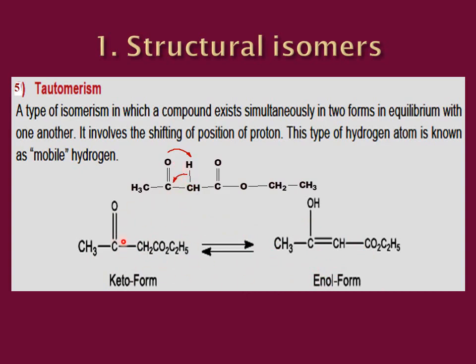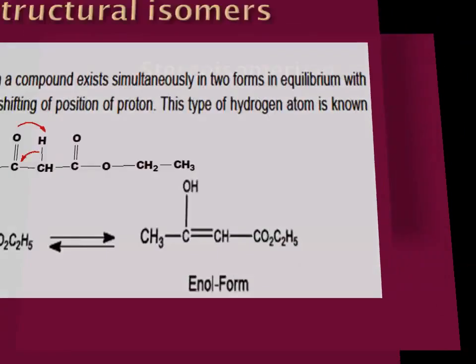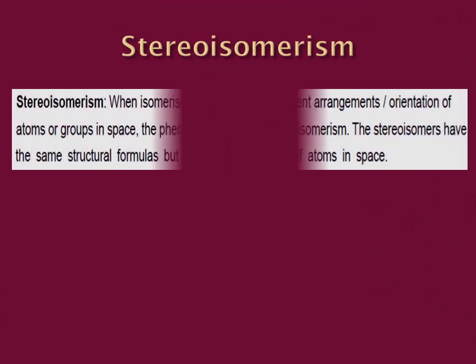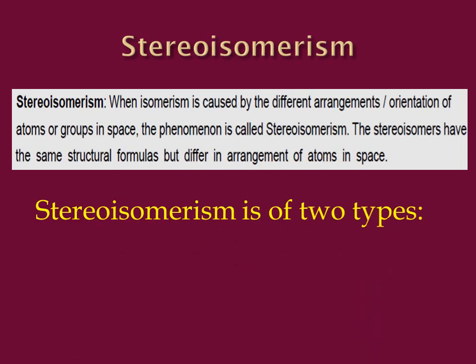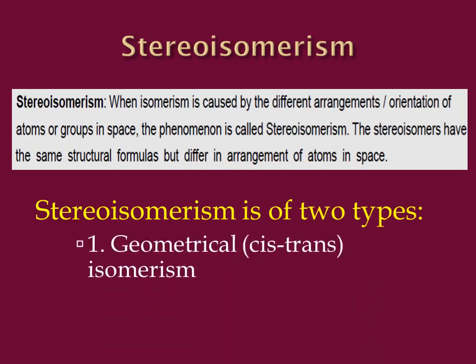The second main classification of isomerism is stereoisomerism. When isomerism is caused by different arrangement or orientation of atoms or groups of atoms in space, this phenomenon is called stereoisomerism. The stereoisomers have the same structural formulas, but the difference is in the arrangement of atoms in space. Stereoisomerism is of two types. The first one is geometrical, which is also called cis-trans isomerism, and the second one is optical isomerism.